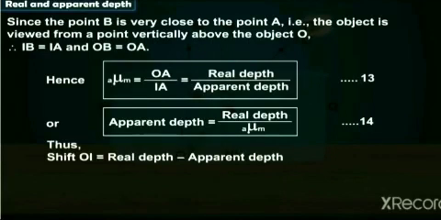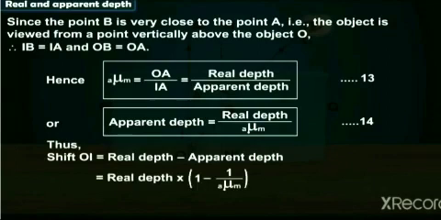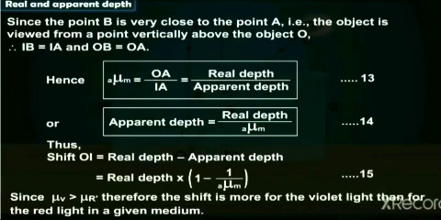Thus, the shift OI is equal to real depth minus apparent depth, which equals real depth into 1 minus 1 upon refractive index. Let this be equation 15. Since mu V is greater than mu R, therefore the shift is more for the violet light than for the red light in a given medium.